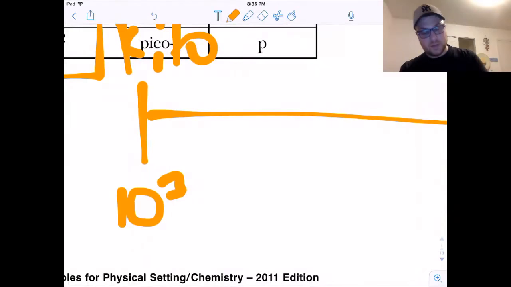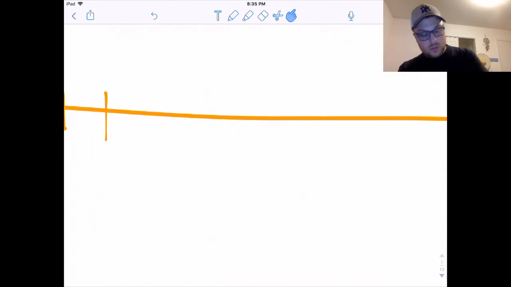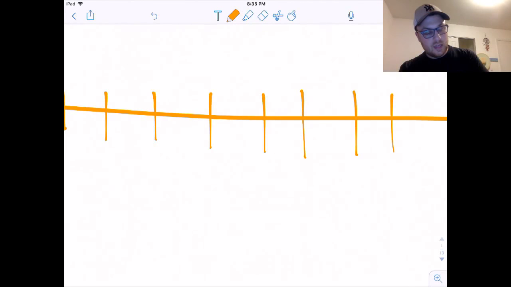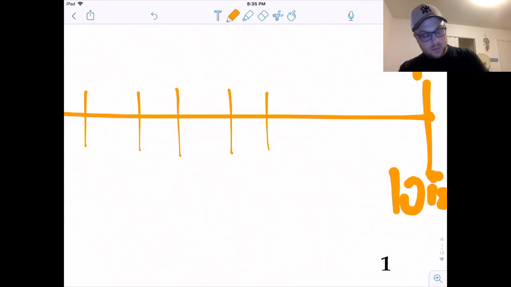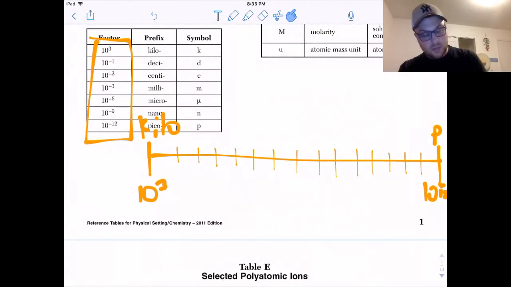So this is 2, 1, and then we get to our base units, which is 0. So anything involving grams, meters, liters, even joules will be your base unit of 0. Then you have deci, centi, milli, skip, skip, skip. Micro, negative 6, negative 7, negative 8. Nano, negative 9, negative 10, negative 11. Pico at negative 12. So if you're ever asked to do a conversion, just kind of count.